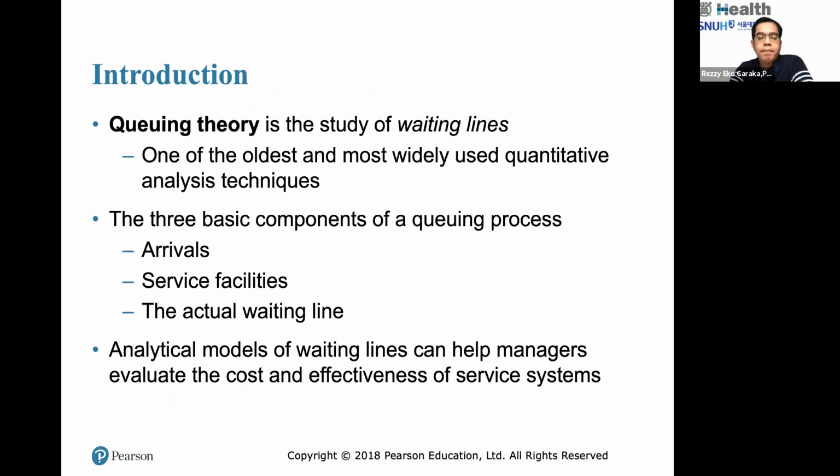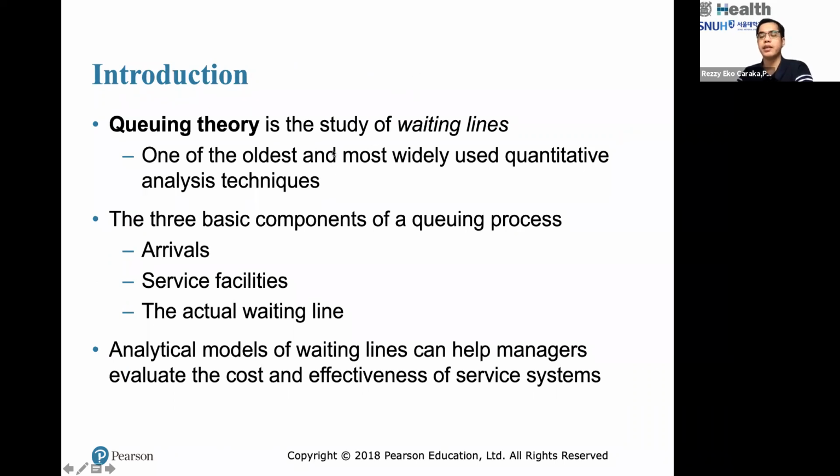So I will try to explain the introduction again. The queuing theory study is about waiting lines. That's why we have to measure the waiting lines for our customers in the business area. It is one of the oldest and most widely used quantitative analysis techniques.